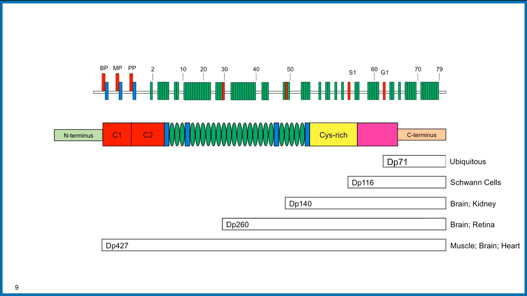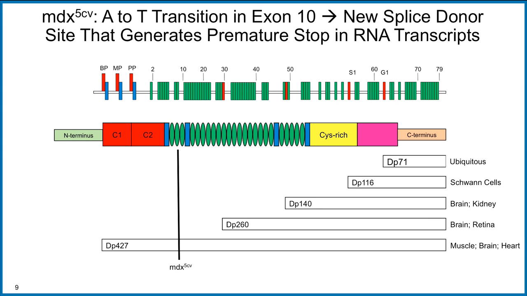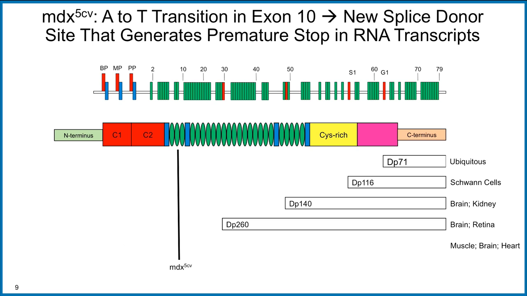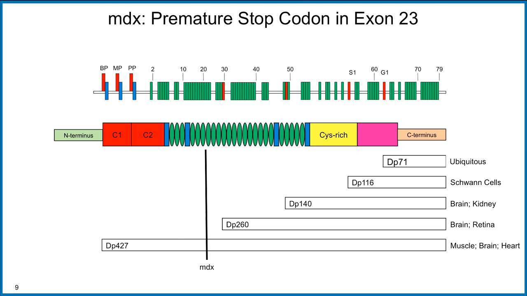So, we have a panel of mouse models that span and disrupt different isoforms of dystrophin that are expressed in other non-muscle tissues. For instance, let's take a look at MDX5CV, which disrupts the protein DP427, the full-length skeletal muscle form of dystrophin. So these mice lack DP427, but retain expression of the other four isoforms of dystrophin. The MDX mouse, which is the most commonly used mouse model, also has a genetic mutation that only disrupts DP427.